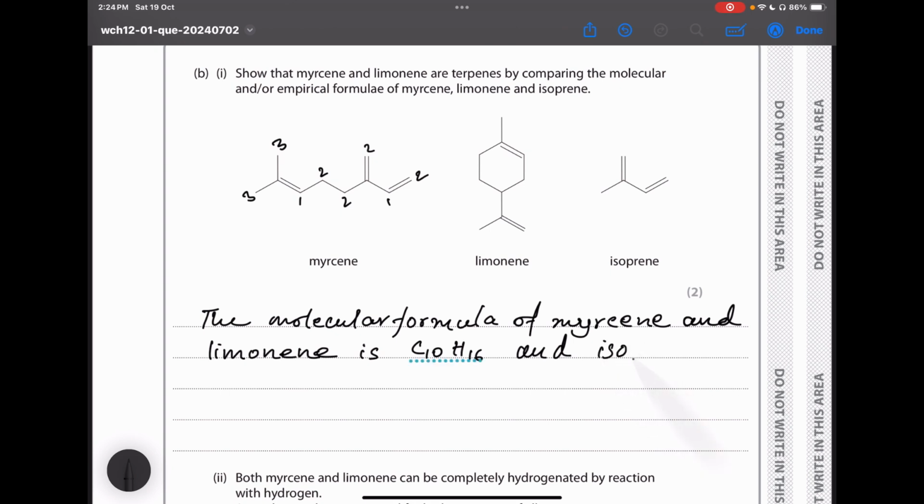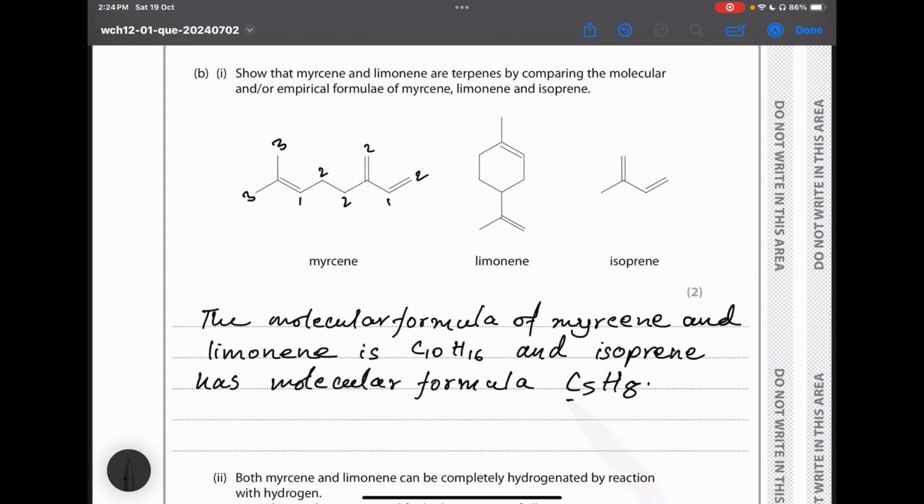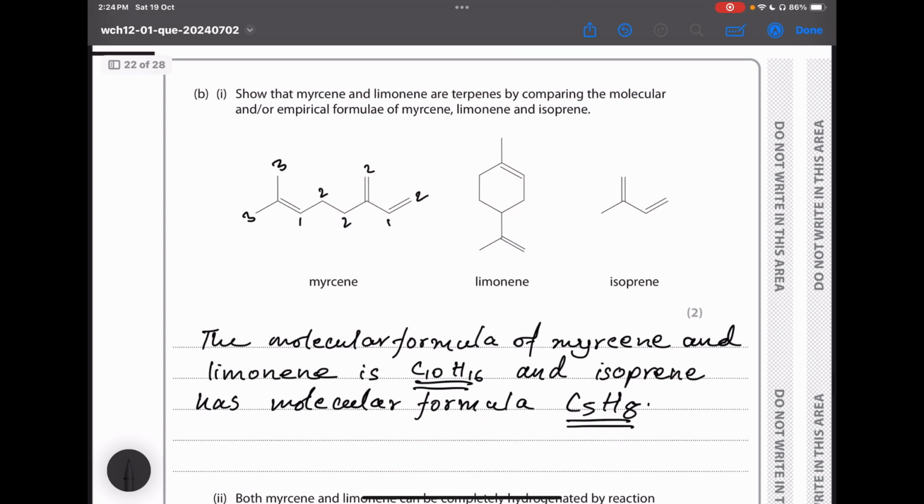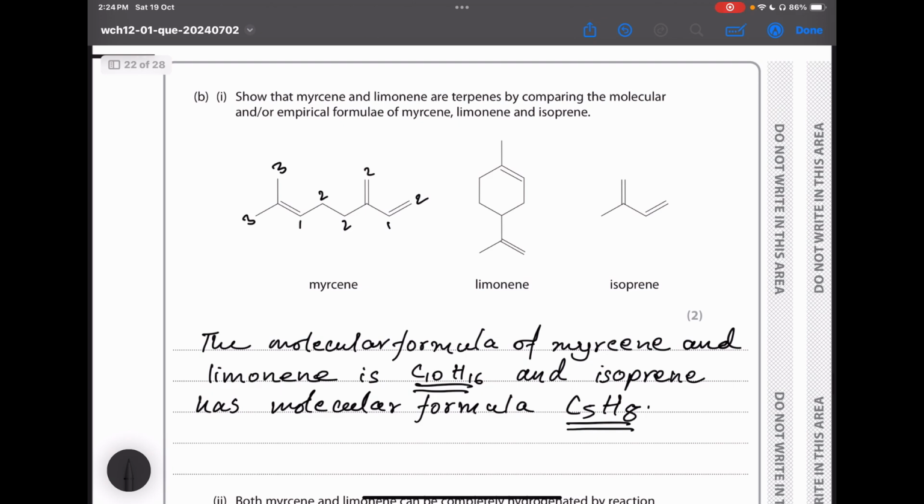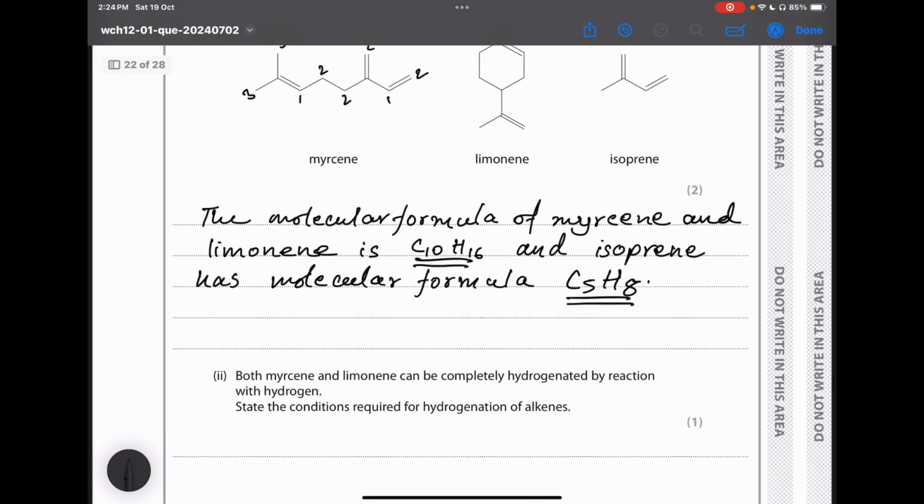And isoprene has molecular formula C5H8. So you see, if we double this, we get this. So that means if we add two isoprenes, we get myrcene and limonene. That's why these are terpenes, right?